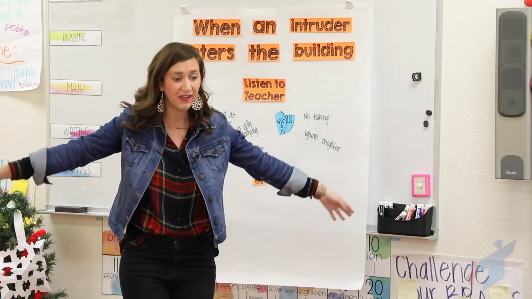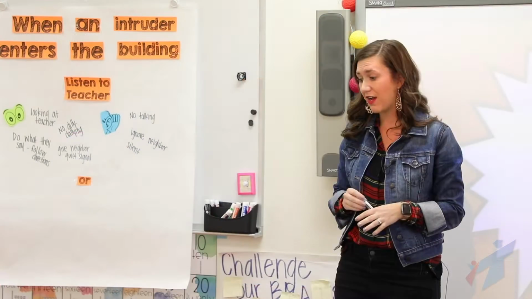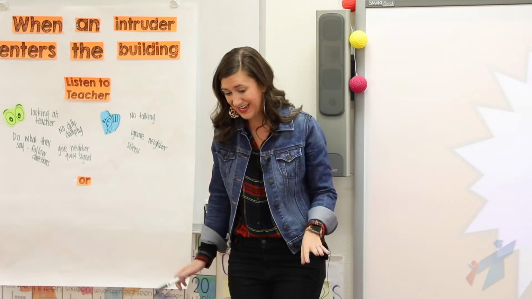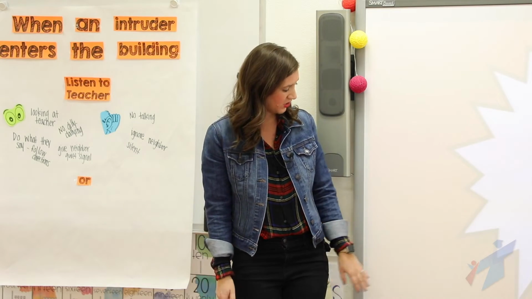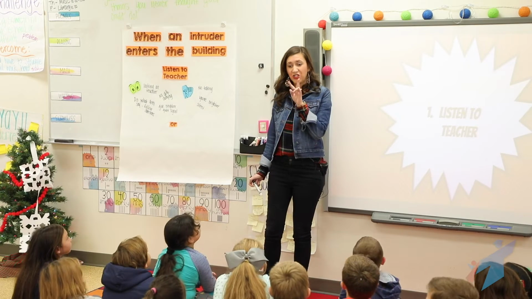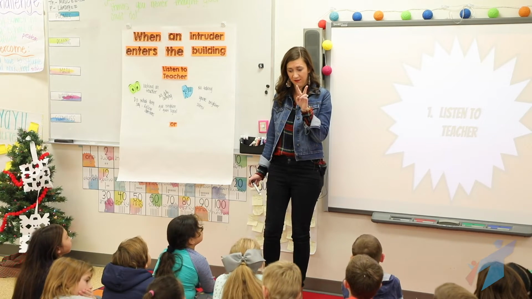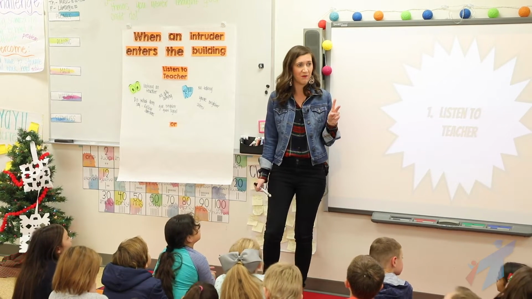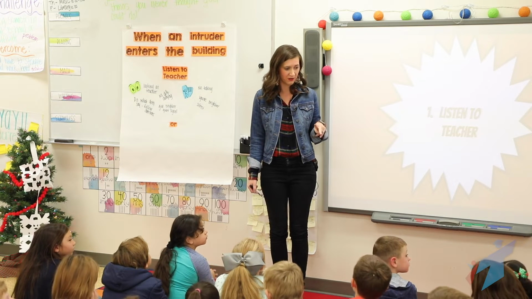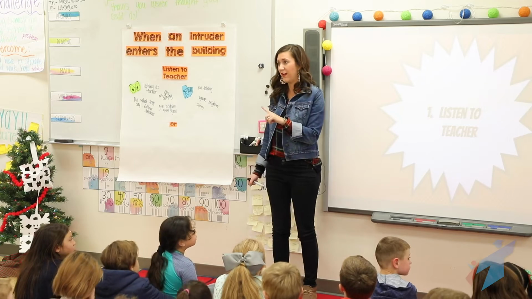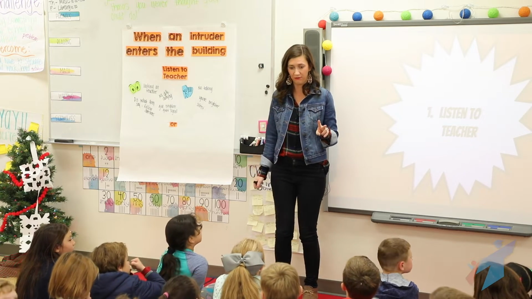It would be silent. If an intruder comes into this building, the first thing you're going to do is stop and do what? Listen to your teacher. Stop and listen to your teacher. This next part has 2 parts, okay? So an intruder has come into the building. We're listening to our teacher, and your teacher could give you one of 2 different things to do.